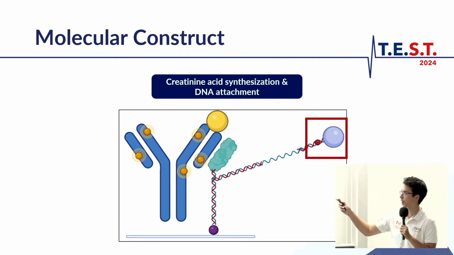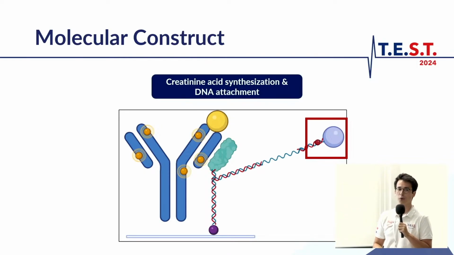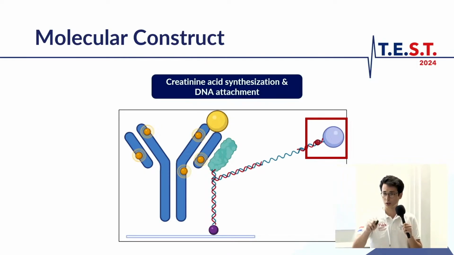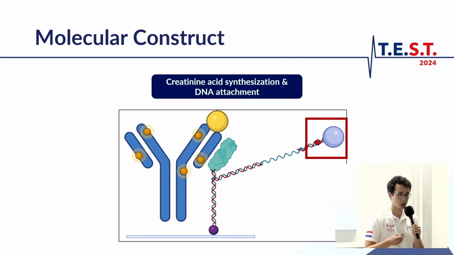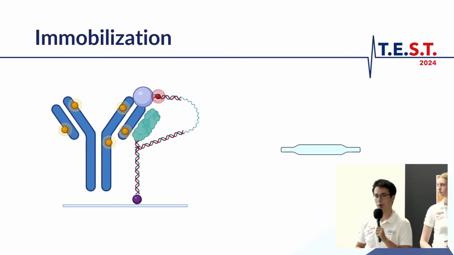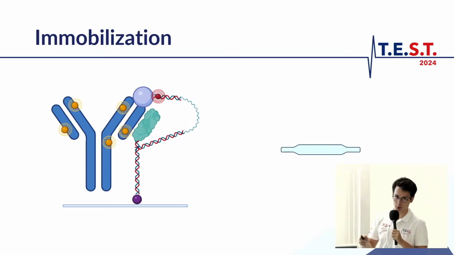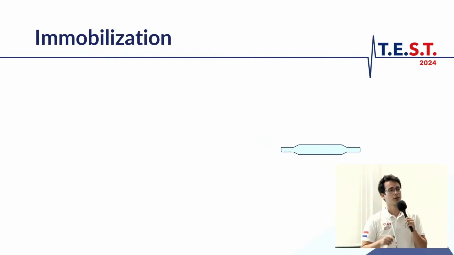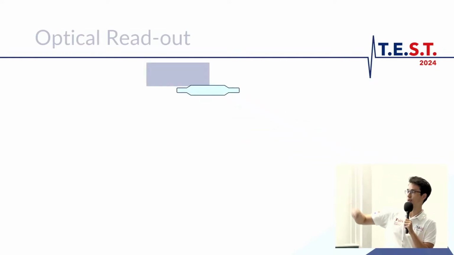And at the end of the DNA scaffold, we see this creatinine acid, fully synthesized by our team. And it's been made in such a way that the affinity is lower than that of creatinine, so that the switch can close and open. So we have the construct. We immobilize it to the substrate, and we put it in a flow cell. And we want to analyze this flow cell. So we are putting it on a sample stage.